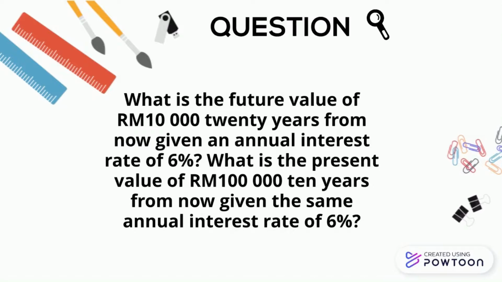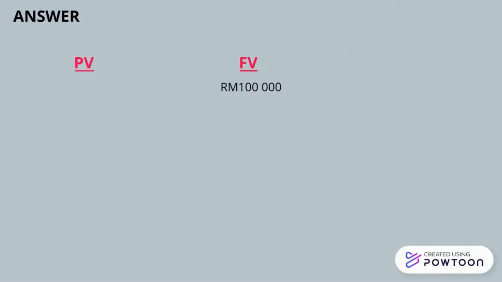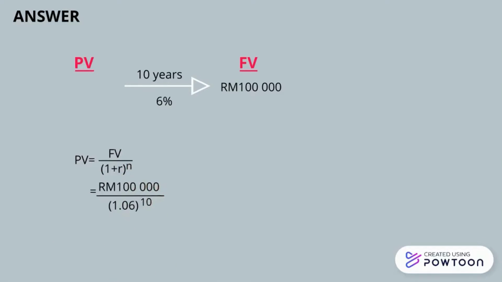I will skip the first question because it's the future value. So the second question: what is the present value of 100,000 ringgit 10 years from now, given the same annual interest rate of 6%? The future value given is RM 100,000, 10 years from now, with an annual interest rate of 6%. The formula we have to use is PV equals FV divided by 1 plus R to the power of n. So, 100,000 divided by 1.06 to the power of 10.